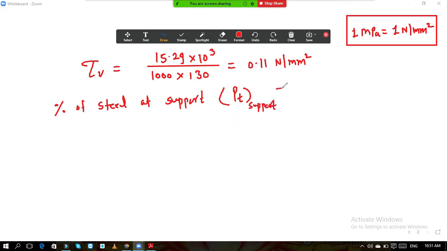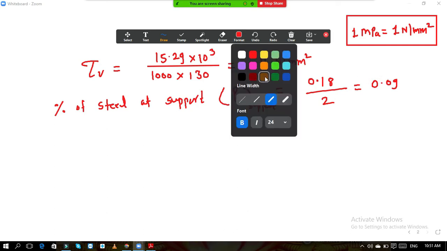You know that generally, whatever percentage of steel we have calculated at the center, half of that we always provide at the support. So the percentage of steel which we have provided is 0.18 for the main steel reinforcement, divided by 2. The answer is 0.09.